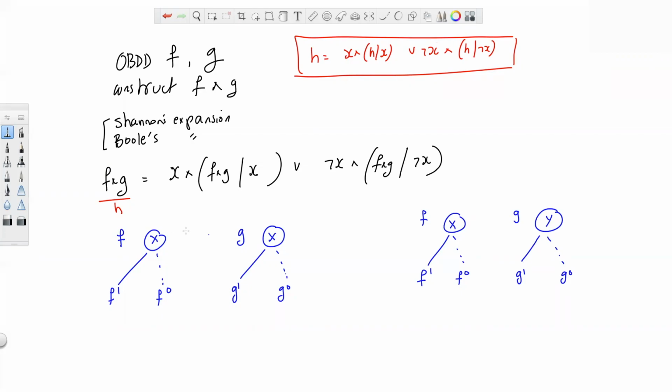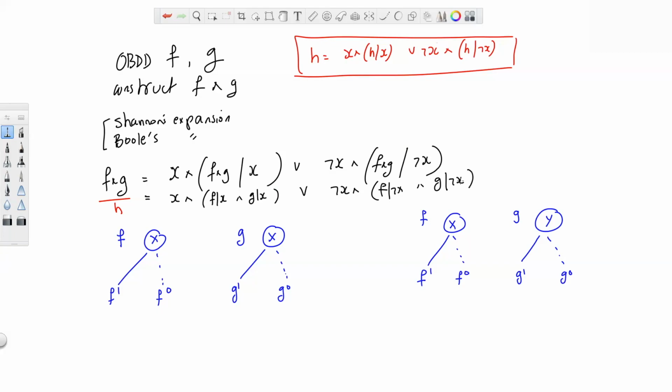And I want to conjoin these two, and I'm going to use this formula. Let's look at what this formula does in this case. It says that if you want to conjoin these, take the conjunction. Let me simplify this one more step. Here, x, and now I'm restricting this on that. That's basically the same as restricting f on x and restricting g on x. And here, what I have is f restricted on not x and g restricted on not x.